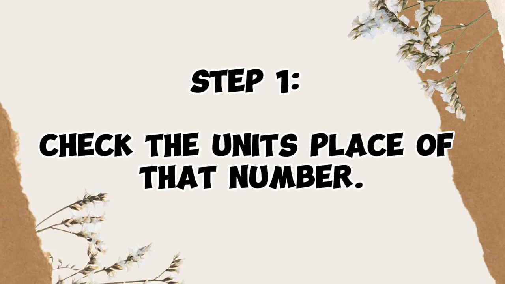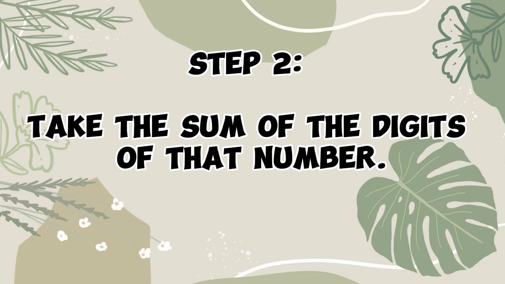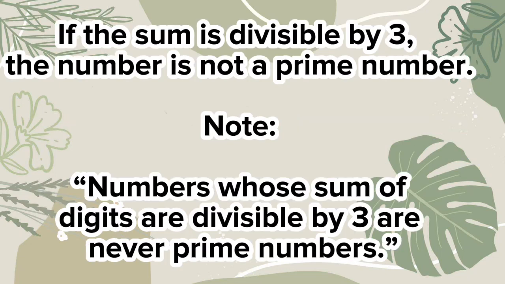Step 1. Check the units place of that number. If it ends with 0, 2, 4, 6, or 8, it is not a prime number. Note, numbers ending with 0, 2, 4, 6, and 8 are never prime numbers. Step 2. Take the sum of the digits of that number. If the sum is divisible by 3, the number is not a prime number. Note, numbers whose sum of digits is divisible by 3 are never prime numbers.